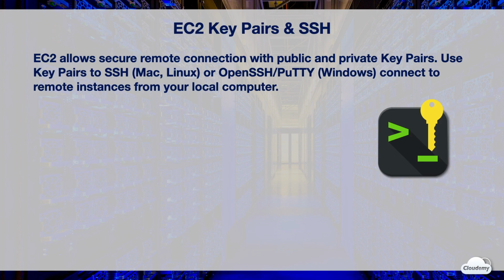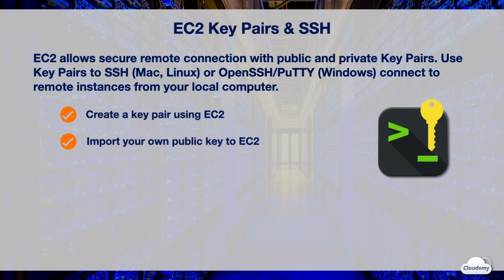When you launch an instance, you are prompted to add a key pair to the instance. EC2 allows secure remote connection to instances using public and private key pairs. You can use key pairs to SSH if you're a Mac or Linux user, or OpenSSH or PuTTY if you're a Windows user, to connect to EC2 instances remotely from your local computer. You can create a key pair using EC2, or import your own public key to EC2.